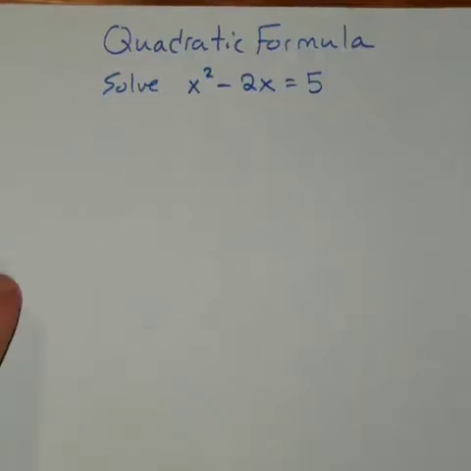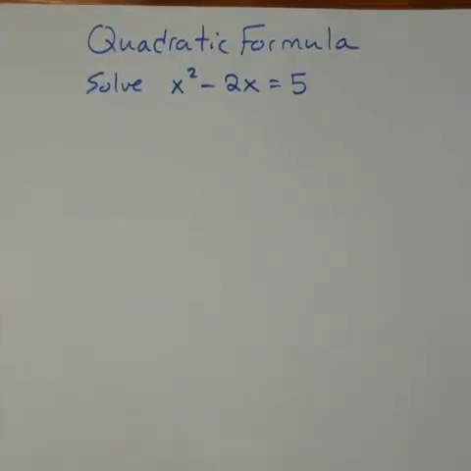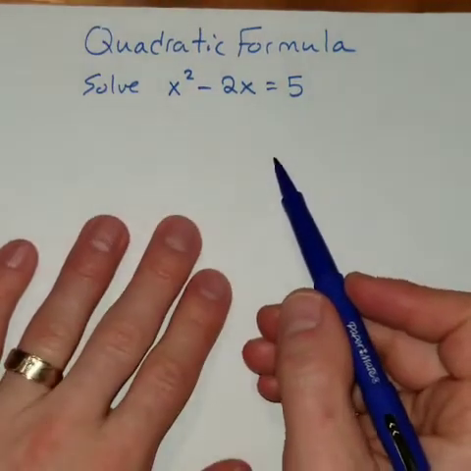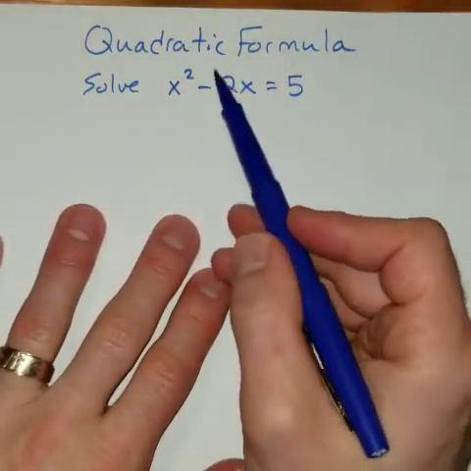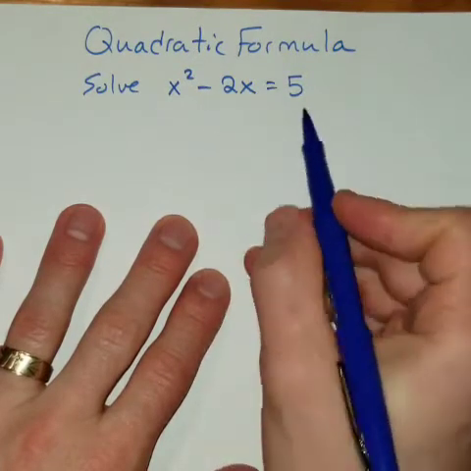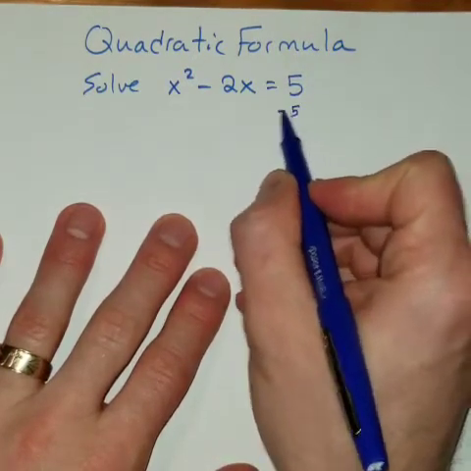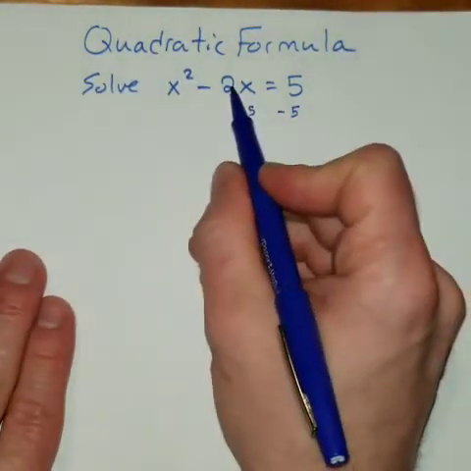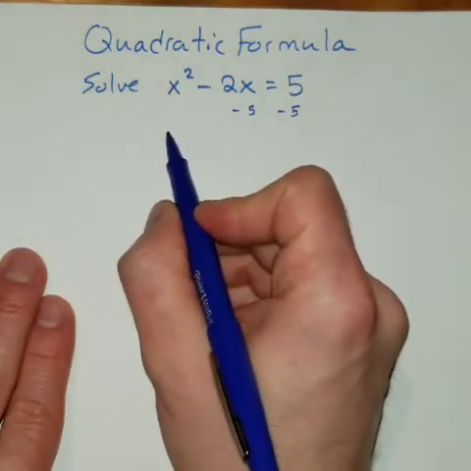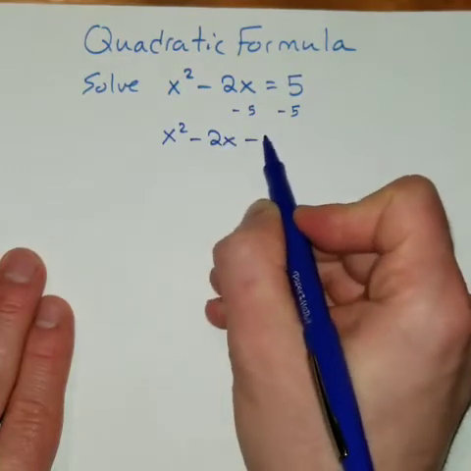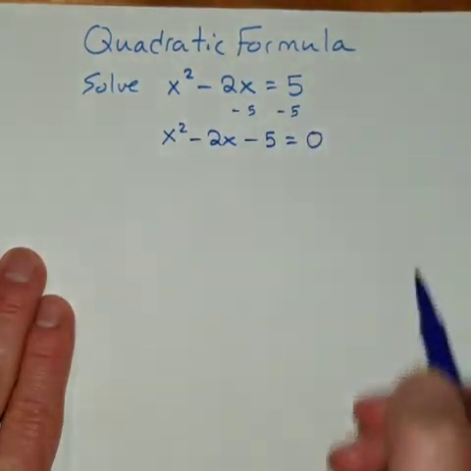Alright, next example. This one doesn't actually start out in the correct form that we need for the quadratic formula. So remember here, to use the quadratic formula, you must have a 0 on one side and everything else on the other. So to do that, I'm going to first subtract off the 5 from both sides of this equation. Now it's an unlike term to everything else. So this equation is going to end up with x squared minus 2x minus 5 equals 0.